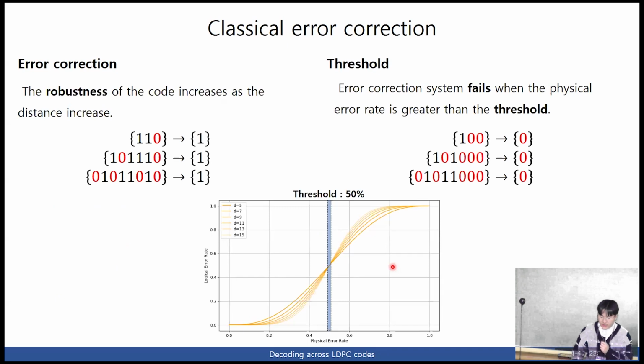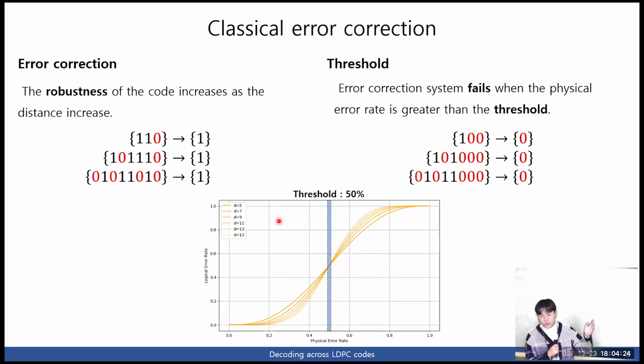The error correction code gets robustness that increases as the size of the code increases, which you can see on the left. But if the physical error rate is very high, the error correction system fails. The example on the bottom is the logical error rate plot of a classical repetition code, where you can see the threshold is about 50%, which is quite reasonable because it is 1 and 0, and the decoder is majority vote.